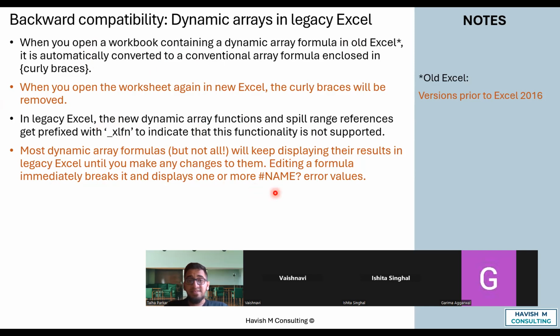So for any version prior to 2016, if you share your dynamic array formula file with someone, it essentially only displays the results as long as the person does not make any changes to the formula. If any changes are made to the formula, the result will get destroyed. It will result in a name error.